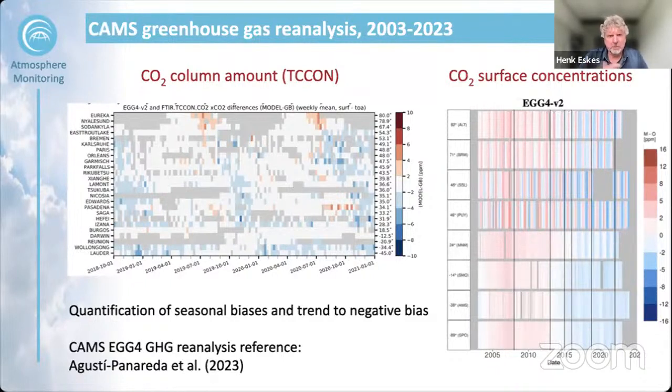And what you get from this is that there is a clear seasonality. So that's saying something about the modeling of the biosphere in CAMS. And also we see a trend, which is maybe related to the data assimilation aspects. A key reference for the greenhouse gas reanalysis is given on the slide. That's the paper by Anna Agusti-Panareda from last year.